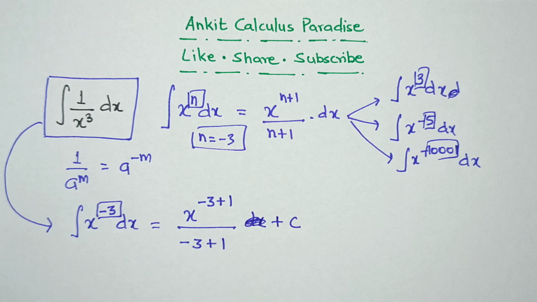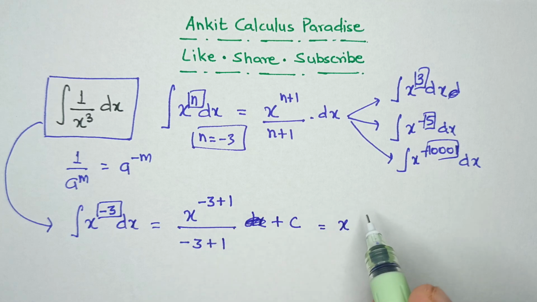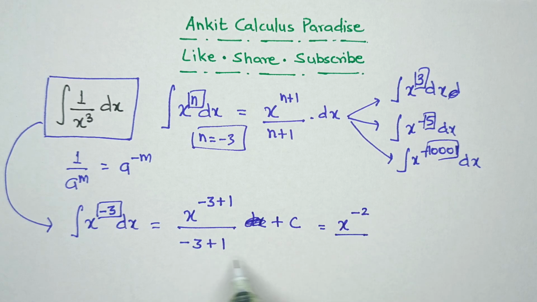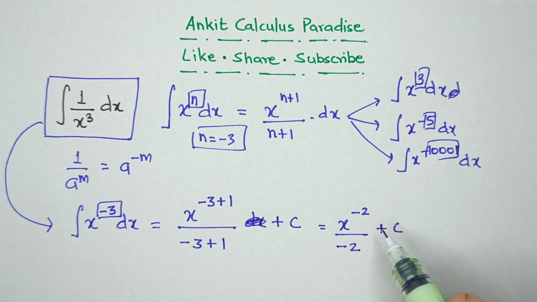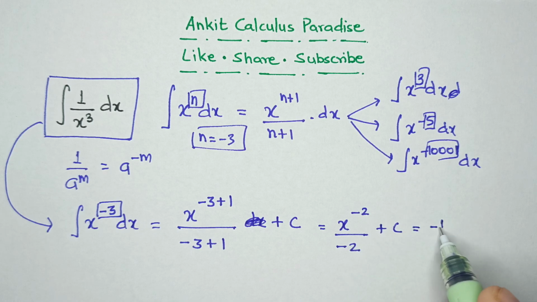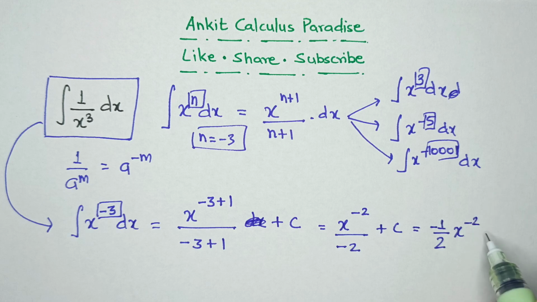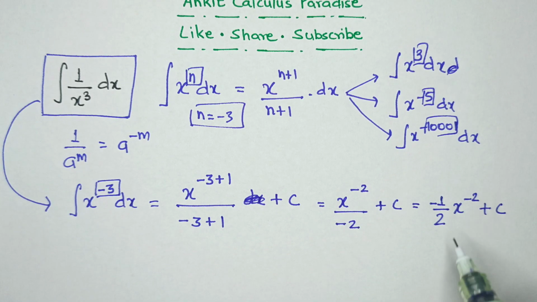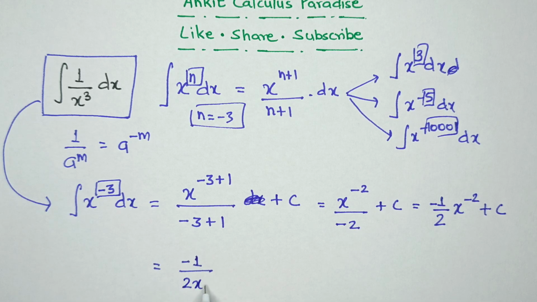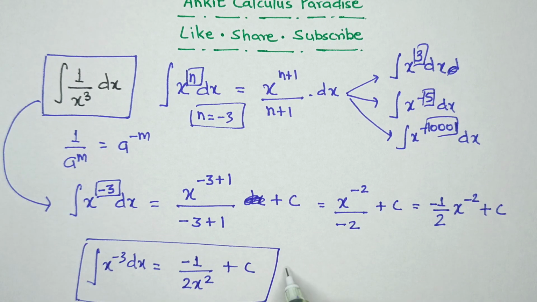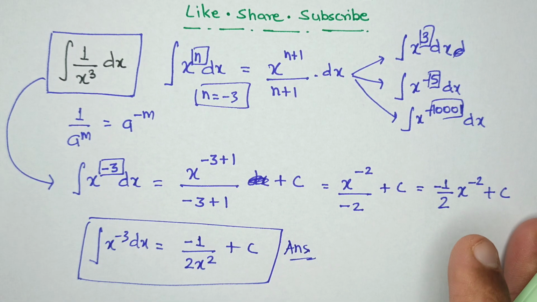So now when you solve this, you get x raised to the power minus 3 plus 1, which is minus 2, and the denominator here would also be minus 2, and then we have a plus c over here. So shifting the negative sign upward, we get minus 1 by 2 x raised to the power minus 2 plus c. And then if we reverse the power here, what we get is minus 1 divided by 2 x squared plus c. So that means the integration of x raised to the power minus 3 dx is this one over here. So this is the answer to this particular problem.